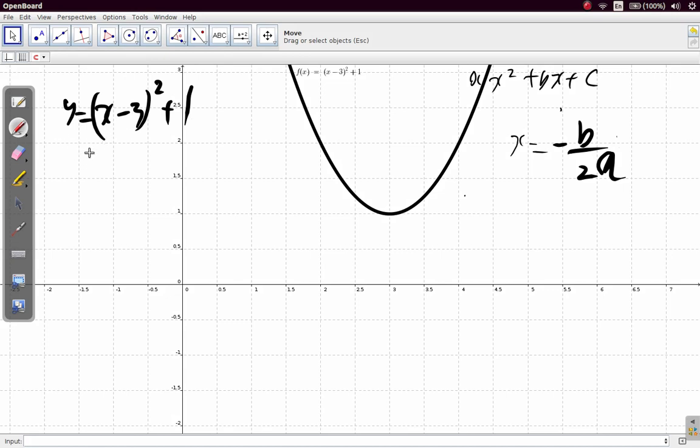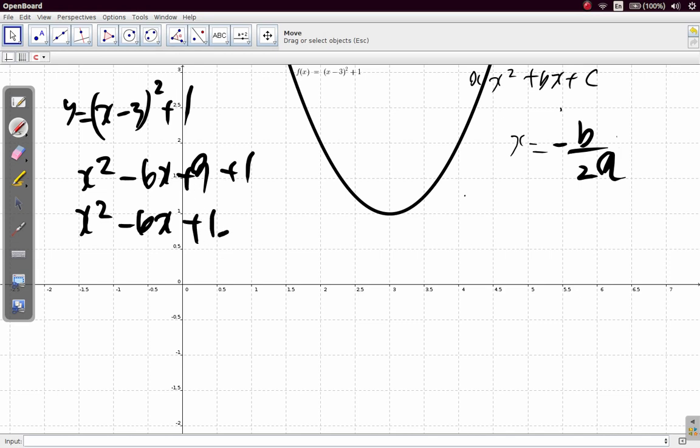Let's look at the axis of symmetry. When we expand this, we saw before that it was x squared minus 6x plus 9, and then we add the plus 1 at the end. x squared minus 6x plus 10 is what we have. But b remains at negative 6. The number that multiplies x is b, and it remains at negative 6. And a remains at 1 because x squared is 1x squared. So a is still 1.